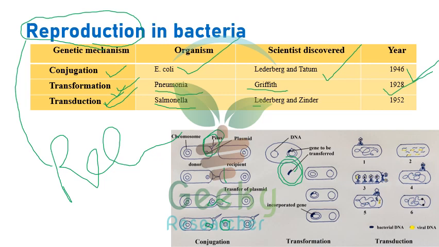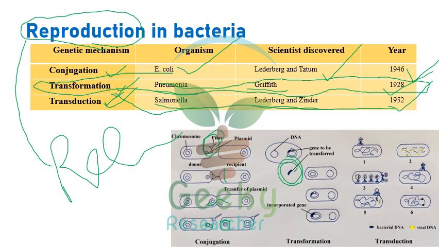Let me go once again. Conjugation, transformation, transduction. Conjugation was observed in Escherichia coli by Lederberg and Tatum in 1946. The second one is transformation, Pneumococcus, Griffith, 1928. Then transduction, Salmonella, Lederberg and Zinder, 1952. Remember this order so we can get the exact answers, right?